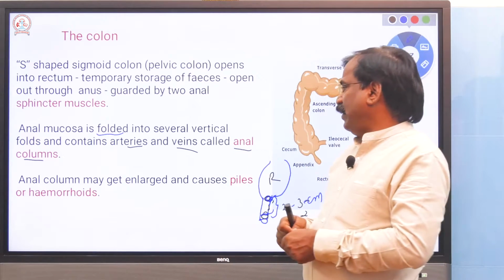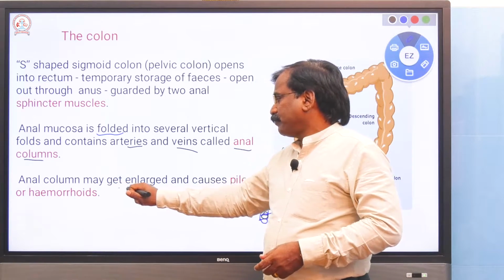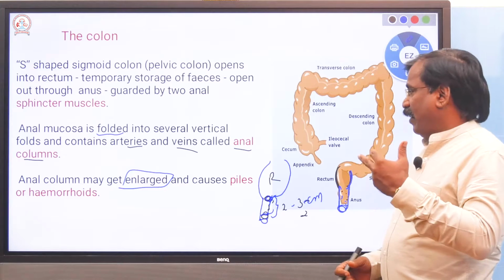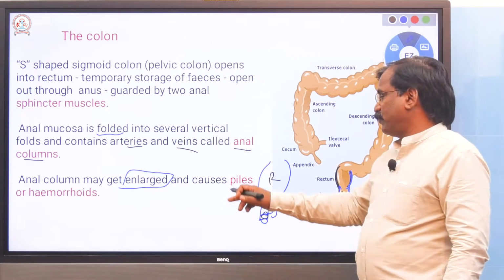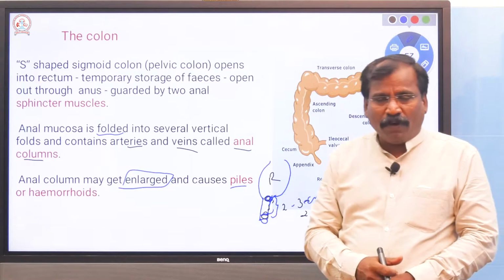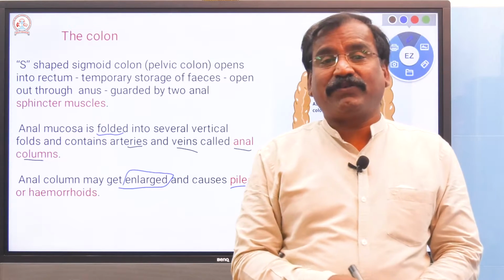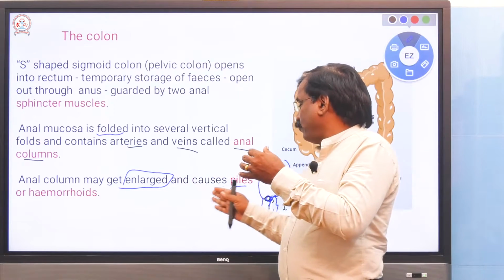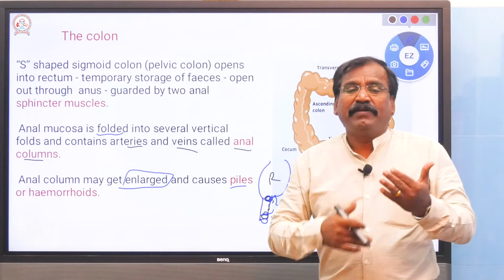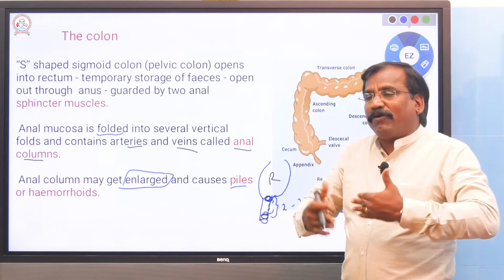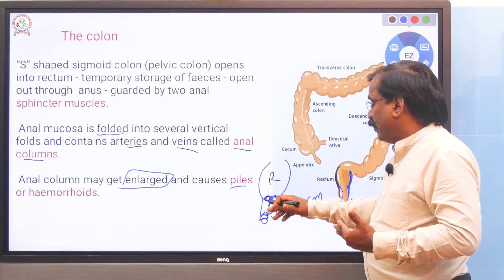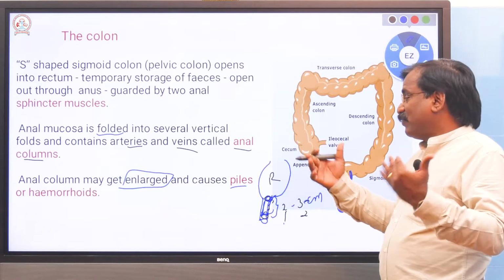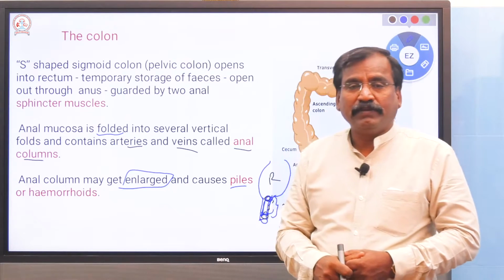Sometimes the arteries and veins of the anal column get enlarged. That abnormality is called piles or hemorrhoids. It is nothing but the swelling or enlargement of the anal column. What are anal columns? The veins and arteries found in the anal canal are called anal columns, and when enlarged they cause piles or hemorrhoids.